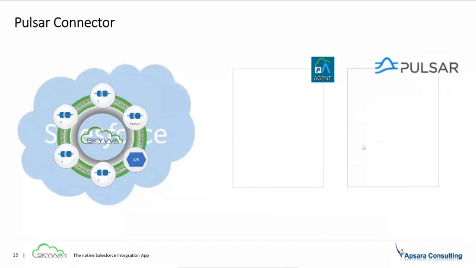The other connector that we support is Apache Pulsar, and Apache Pulsar is almost the same as Apache Kafka. It is also widely used in the market. So you will see some customers use Pulsar, some customers use Kafka, like with databases, some use Oracle, some use SQL Server. So it depends on the customer. If they use Pulsar, they can use our Pulsar connector, and it works in the same way.